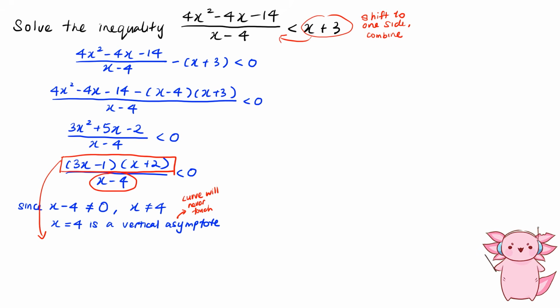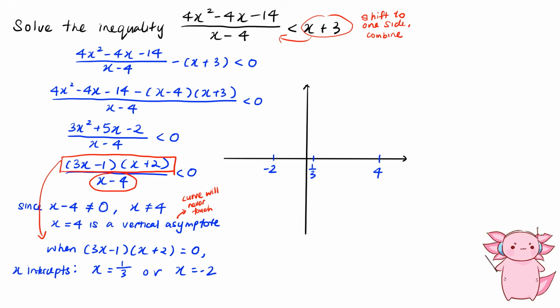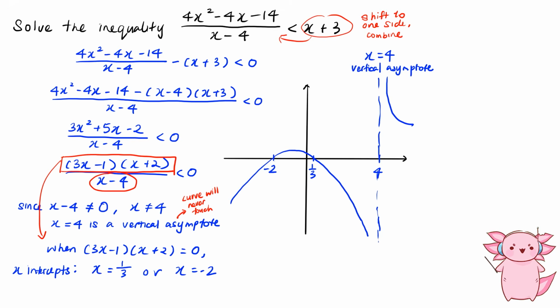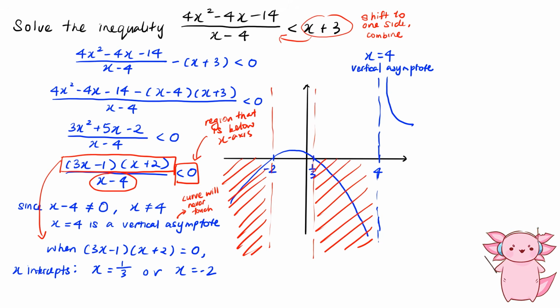Now for the factors at the top of the fraction over here, we can get the x-intercepts of the graph to be x is equals to 1/3 and x is equals to -2. After plotting the graph on your graphing calculator, you can get something like this. Then the region that's below 0 is this region over here and this region. So the final answers are x less than -2 or x in between 1/3 and 4.